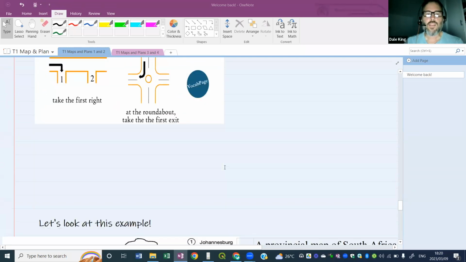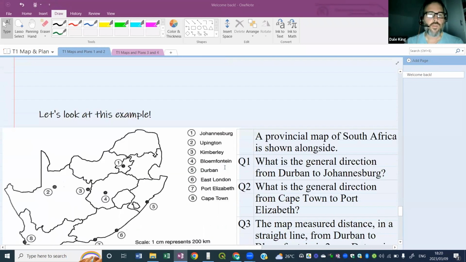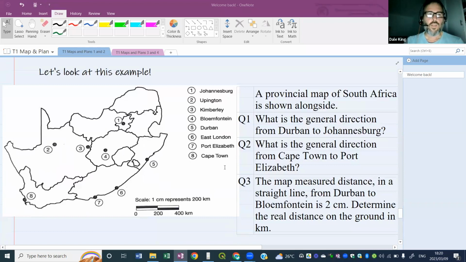All right. Let's have a look at a map. So I've got a map over here, and it says that this is a provincial map of South Africa. Now, this is not a geography lesson, but you do have to be able to understand a basic map like this. So what tells us this is a basic map? Well, we've got scale at the bottom. On Tuesday, we learned a lot about scale. So over here is our scale.